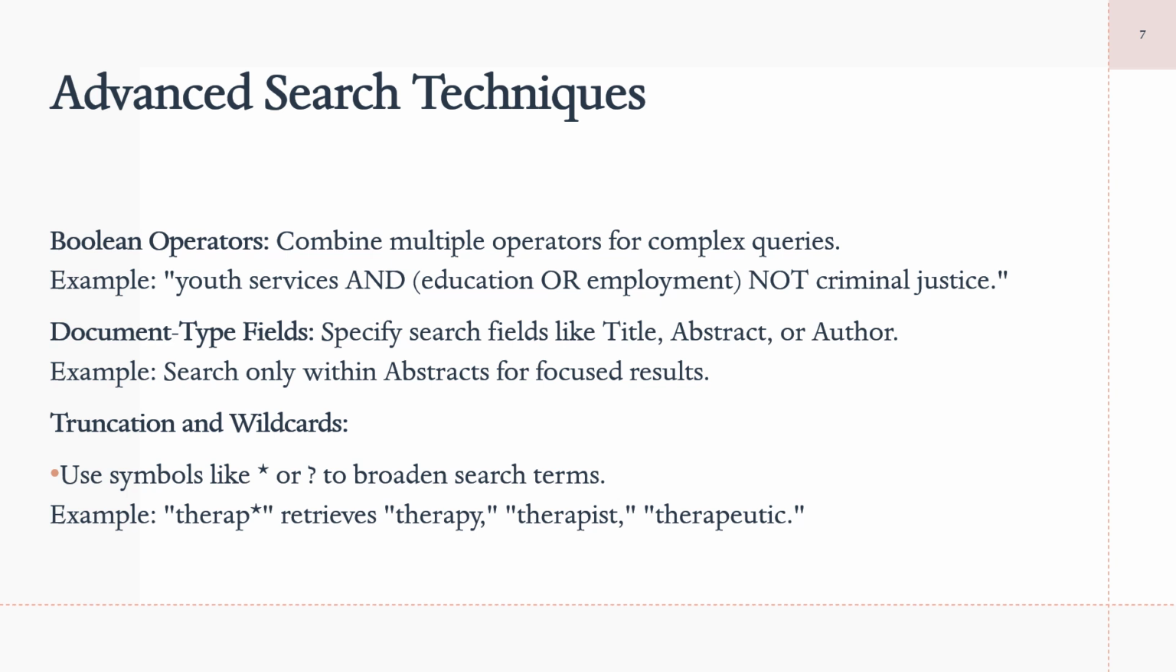Choose truncation and wildcards, using symbols like the star or the question mark to broaden search terms. Example: if you want to do therapy, instead of putting the Y in therapy, you could put the star, and it could retrieve therapy, therapist, or therapeutic, because it's going to change the last letter to look for all similar things that are spelled the same way.